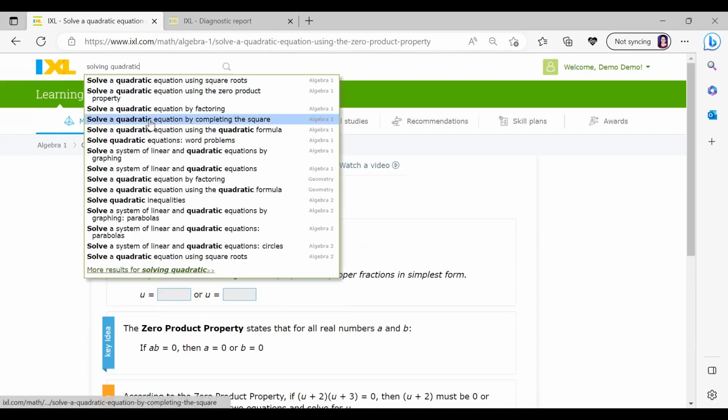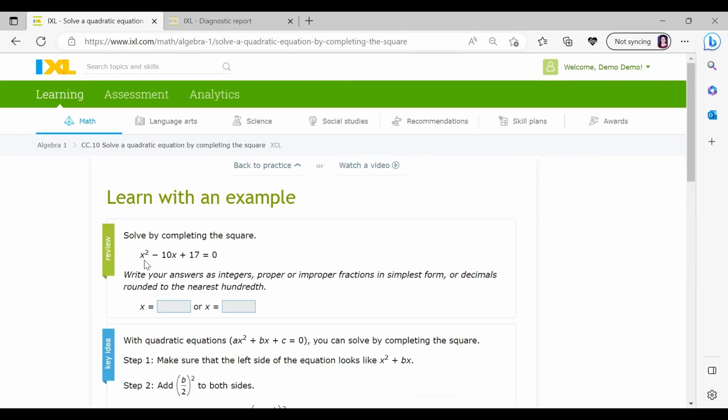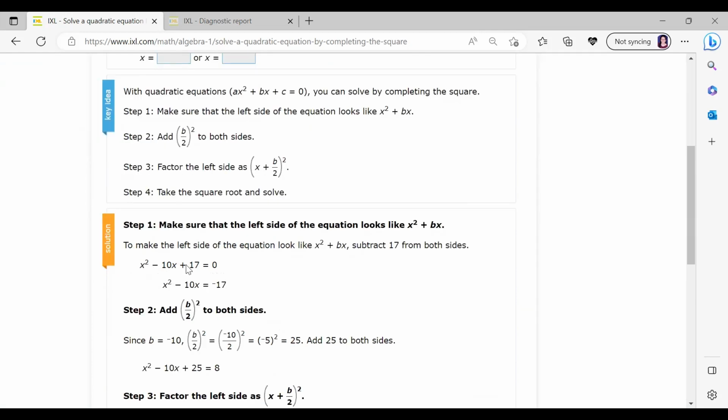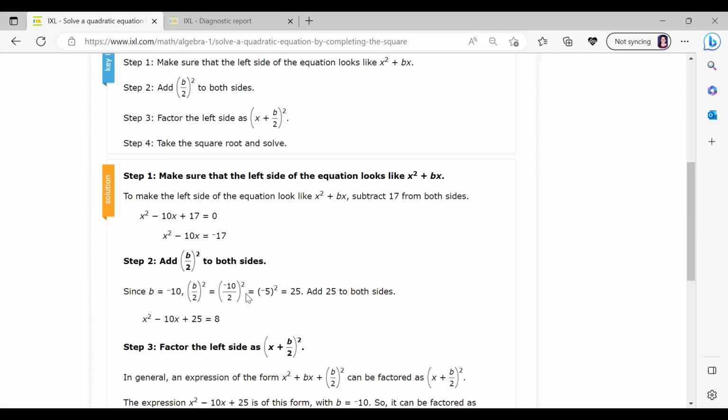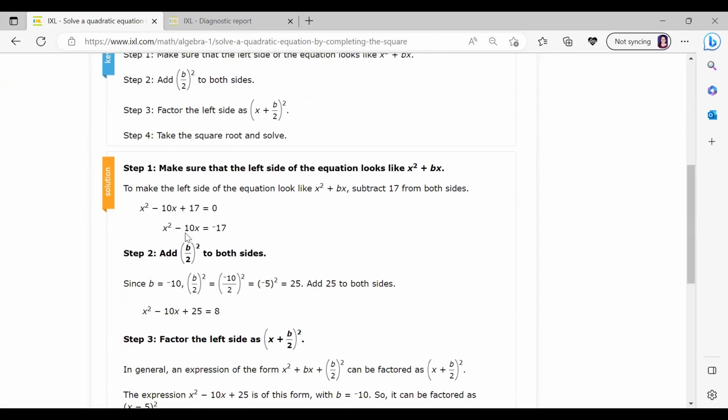Completing the square. Okay, that's another skill set. So you have x squared minus 10x plus 16 equals 0, right? And then to complete the square, we know that x squared minus 10x plus 25 is a complete square. So we're going to add 25 to both sides of the equation. Bring the 17 to the other side. And then we need to find the missing component to make this a complete square, which is 25.